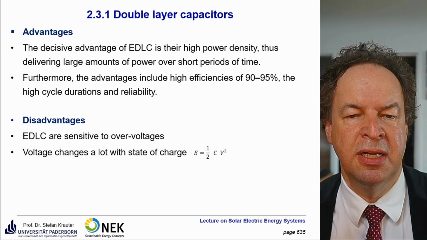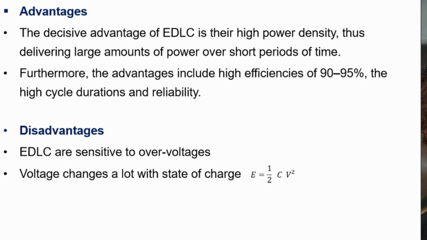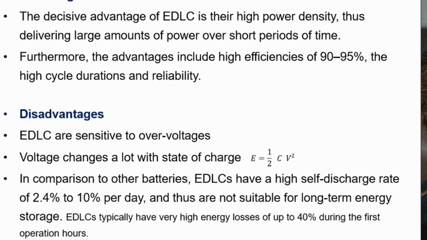Also, you saw by the formula here that the voltage changes with the state of charge, very contrarily to the conventional chemical batteries, which have a so-called hard characteristic. So even if the battery is almost completely discharged, the voltage almost stays the same. Here not. So if you discharge it, voltage goes down significantly. In comparison to other batteries, they have a very high self-discharge rate, which is in the vicinity of 2.4 to 10% per day. So they are not suitable for long-term energy storage.